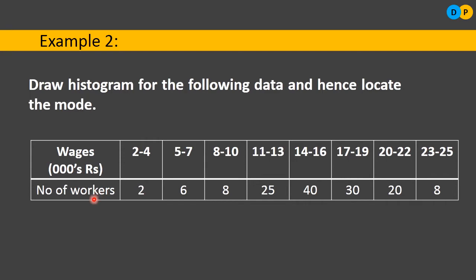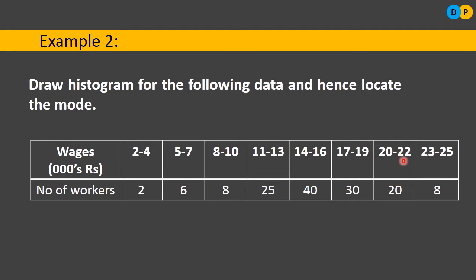Here we have been presented with a table. Wages are represented in terms of rupees, that is in thousands of rupees, followed by the number of workers in the second row. Wages are 2000 to 4000, next 5000 to 7000, 8000 to 10,000, like that. Two workers are drawing a salary of 2000 to 4000 rupees. Similarly, 25 workers draw a salary between 11,000 and 13,000, and 20 workers draw a salary between 20,000 and 22,000.